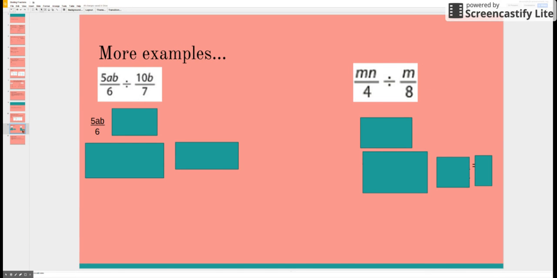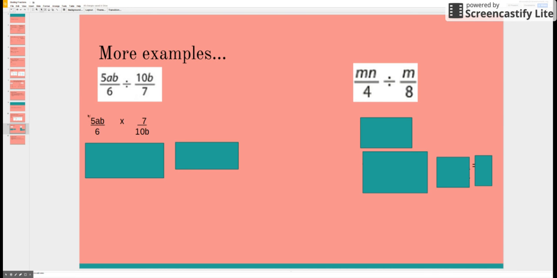All right, and here are some more examples. So in this first example, we have 5ab over 6 divided by 10b over 7. So the first thing I'm going to do is multiply by the reciprocal. 5ab over 6 times, this fraction is going to get flipped to 7 over 10b. The next thing I'm going to do is check diagonally and see if I can cross cancel anything out. Right away I see I can cross cancel out this 5 and the 10.